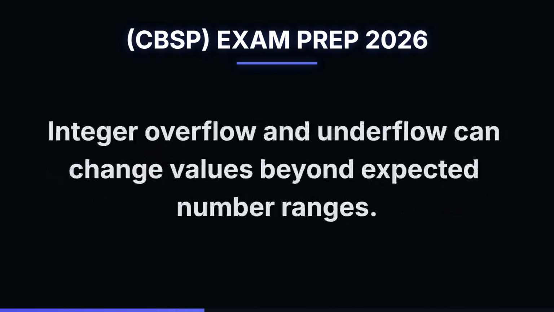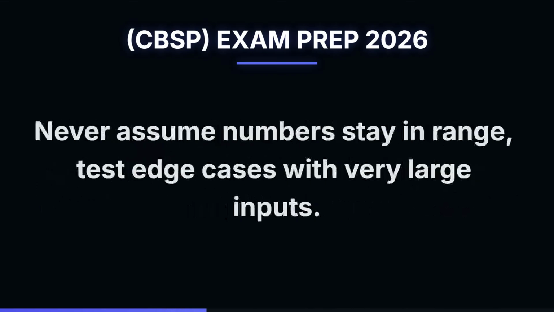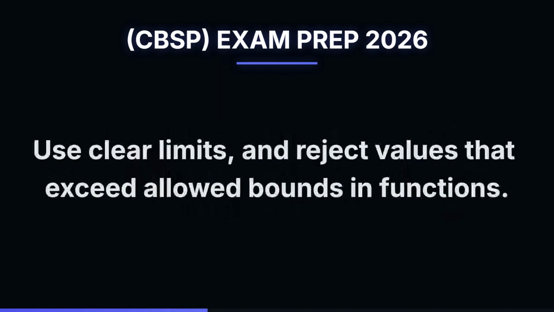Integer overflow and underflow can change values beyond expected number ranges. Modern compilers add checks, but older code needs safe math checks manually. Never assume numbers stay in range, test edge cases with very large inputs. Use clear limits, and reject values that exceed allowed bounds in functions.